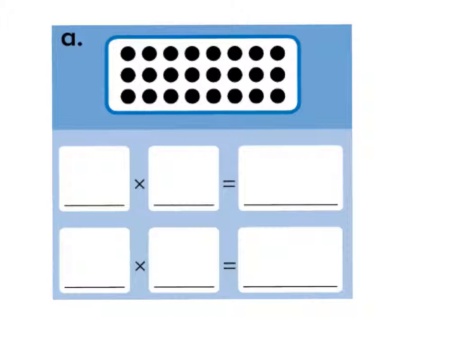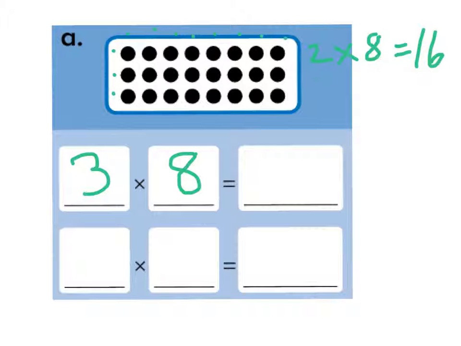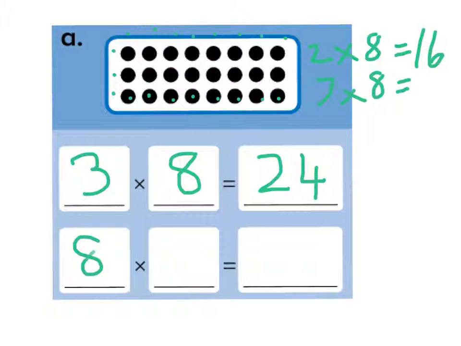Let's have a quick look at this array here. I can see that I have 3 rows of 1, 2, 3, 4, 5, 6, 7, 8. 3 times 8. Now, if I had 2 times 8, I know my doubles are 16. But I haven't. I've got 3 times 8. So I need to add 8 more onto 16. So 17, 18, 19, 20, 21, 22, 23, 24. 3 times 8 equals 24. And now I can also write the turnaround for it, which is 8 rows of 3 equals 24.